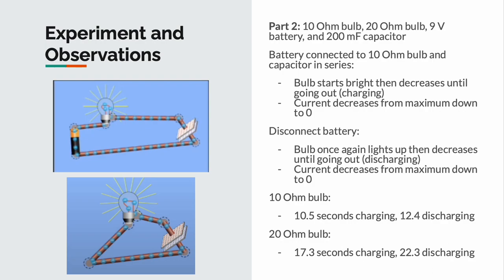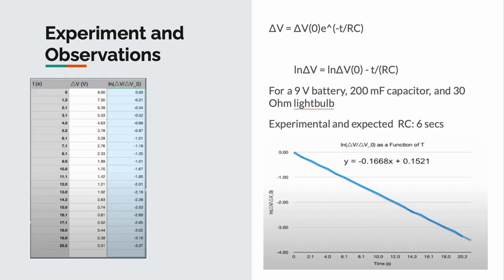For the 10 ohm bulb, 10.5 seconds of charging and 12.4 seconds of discharging were measured, and for the 20 ohm bulb, 17.3 seconds of charging and 22.3 seconds of discharging were found.